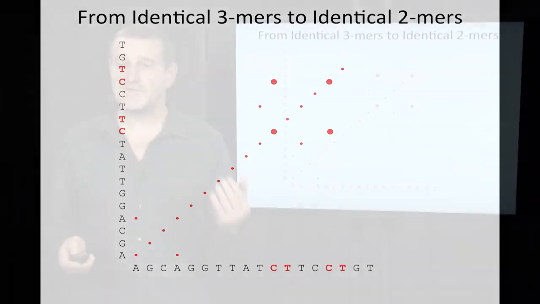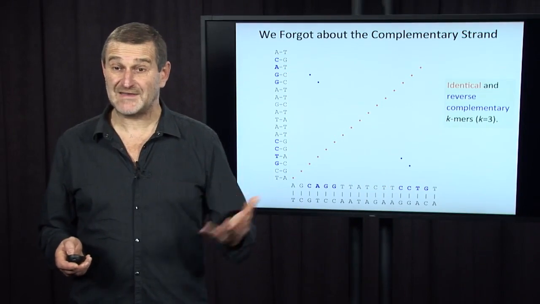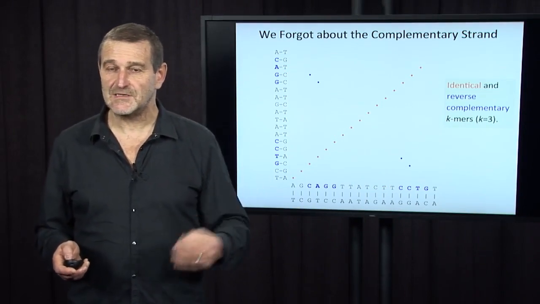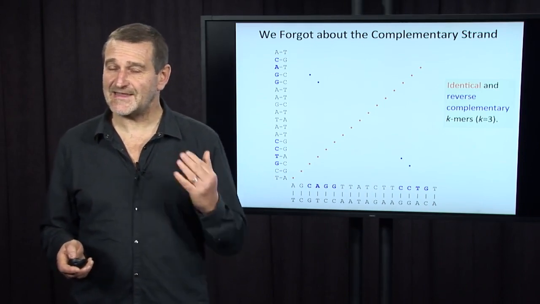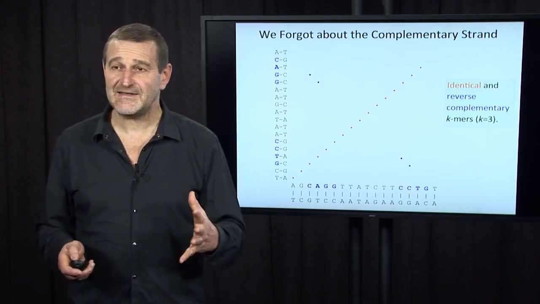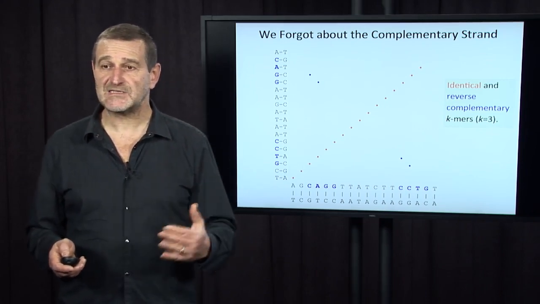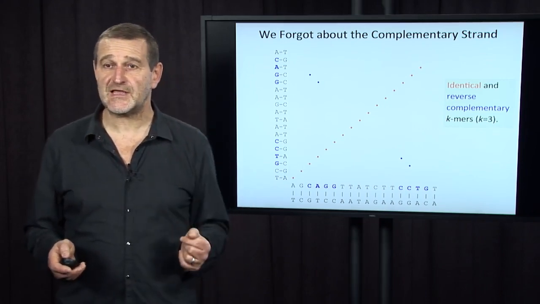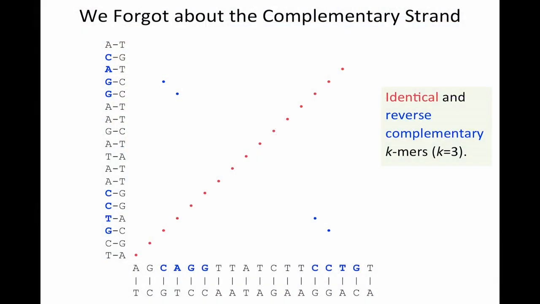So far, we talked about genome consisting of one strand, but in reality, of course, genome consists of 2 strands, and therefore we should take care of both identical and reverse complementary k-mers while representing genomic dot plots, as shown here. In this case, red points correspond to identical k-mers, and blue points correspond to reverse complementary k-mers.